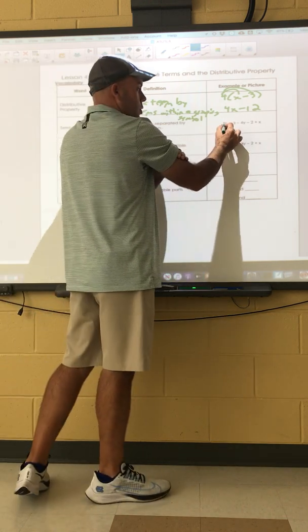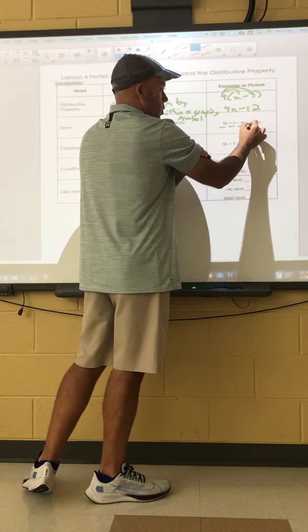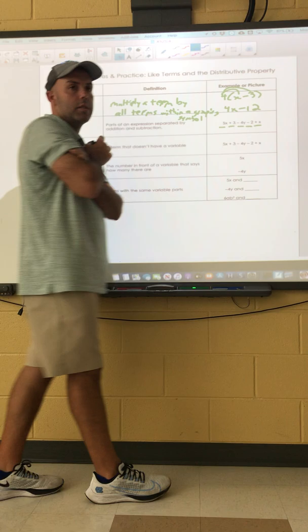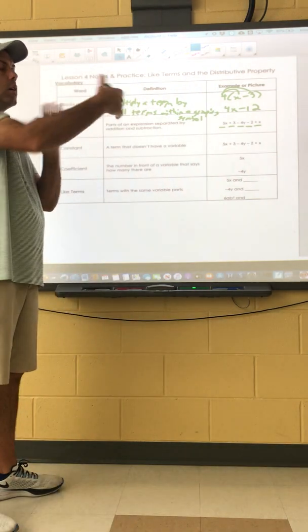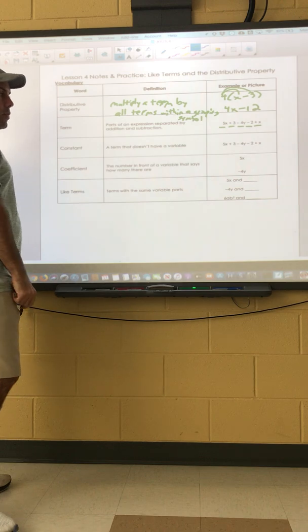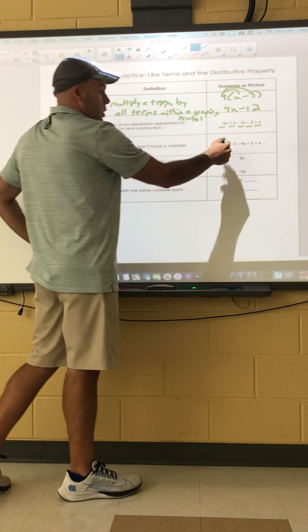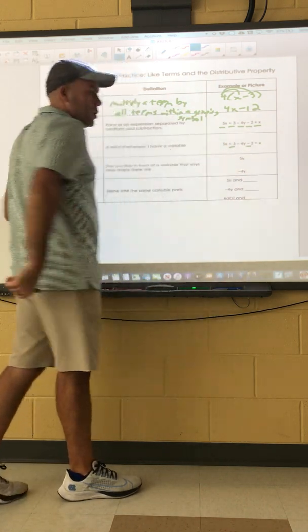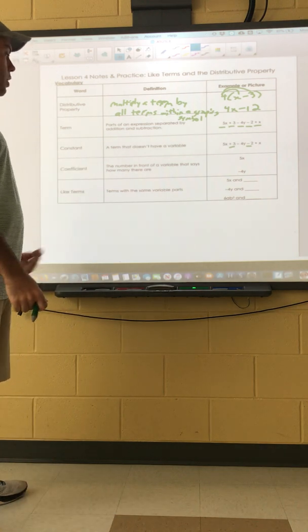So these are all different terms: 5x plus 3, negative 4y, negative 2, and plus x. They're just different pieces of that expression. A constant is a term that does not have a variable. So to go back to that same example, the 3 and the negative 2 are constants. They have no variable with them.